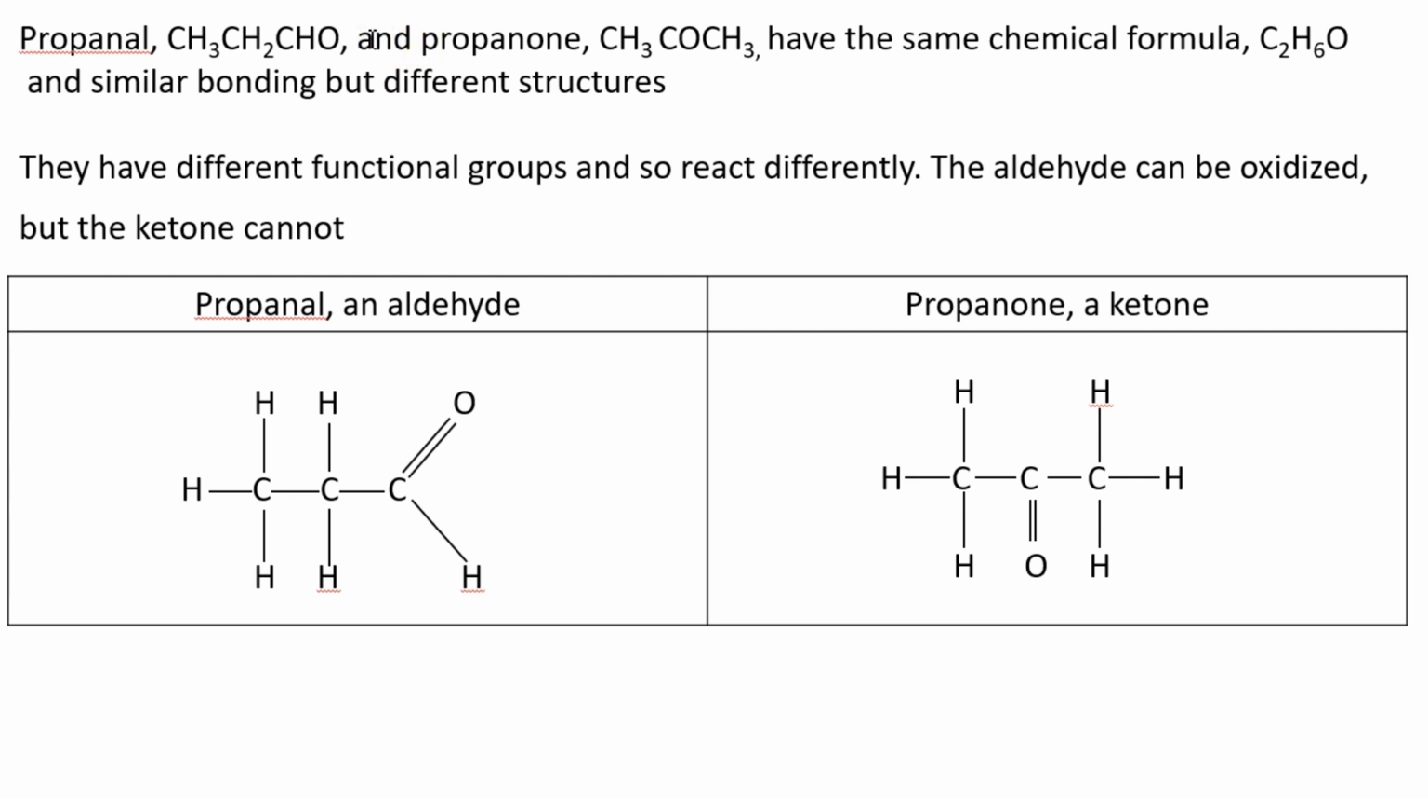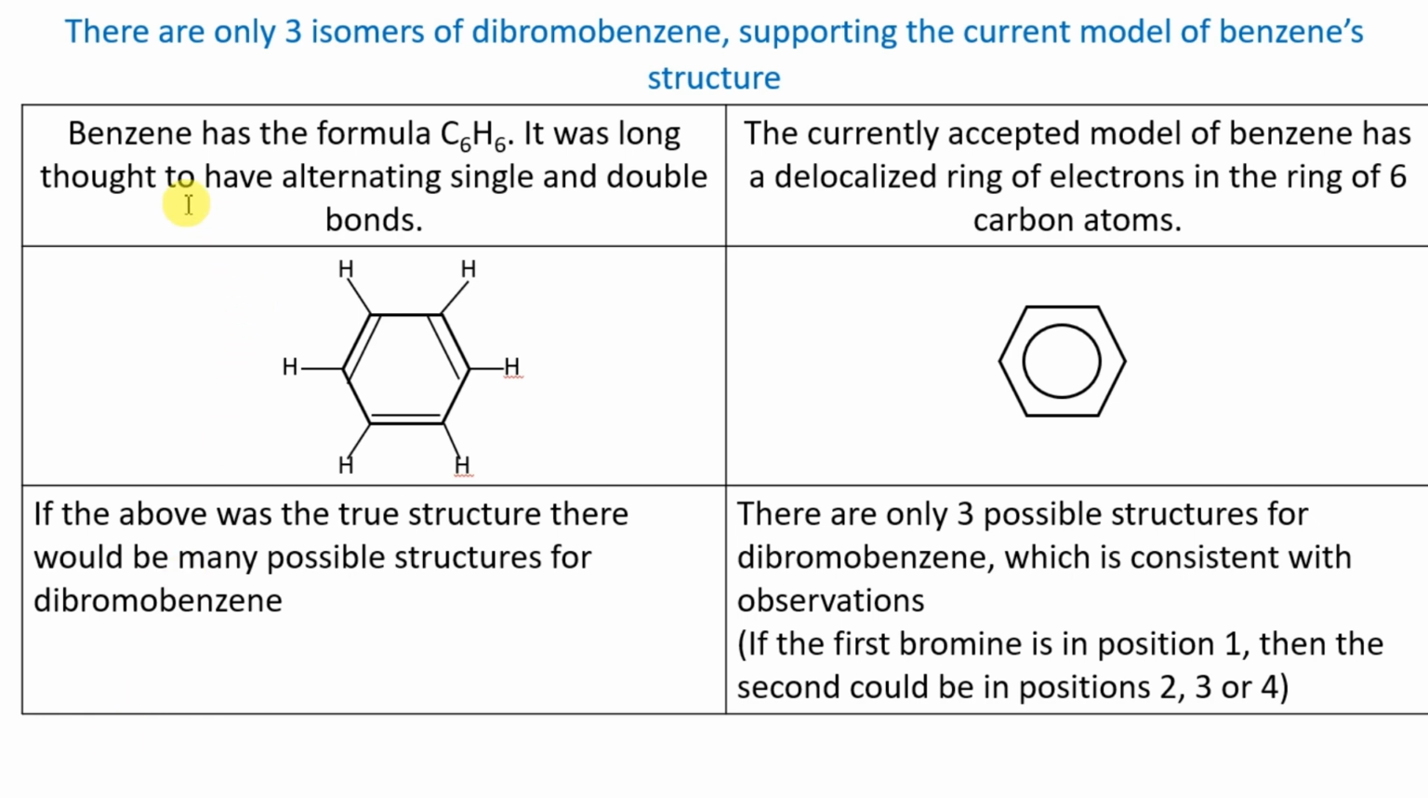Propanal, with my oxygen on the end of a chain, and propanone, with it in the middle of a chain, have the same chemical formula, C3H6O, and they have similar bonding but different structures. They have different functional groups and so react differently. The aldehyde can be oxidized, but the ketone cannot. Here's my aldehyde, C double bond O on the end. Here's my ketone, C double bond O in the middle of the chain.